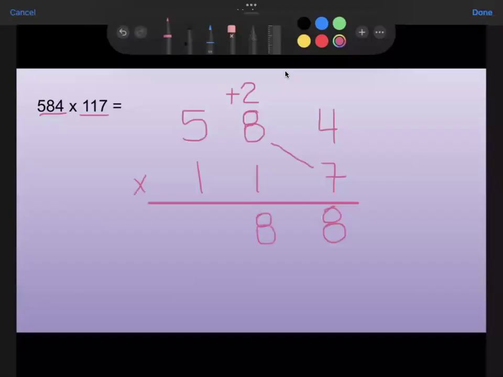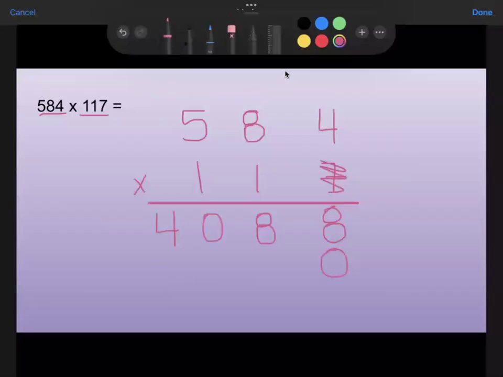Leave the 8 here and regroup the 5. Then I would do 5 times 7, which is 35, plus 5, which gives me 40. So the 0 here and the 4 up here. And that 4 is going to fall straight down with nothing to hold it. So now I've completed the first row where I've multiplied everything by the number in the ones place at the bottom. So I'm going to delete this. I'm going to scratch this out because I'm done.